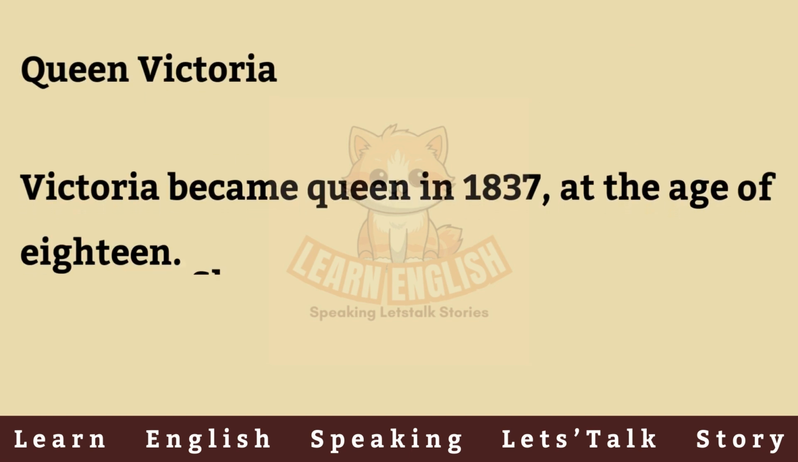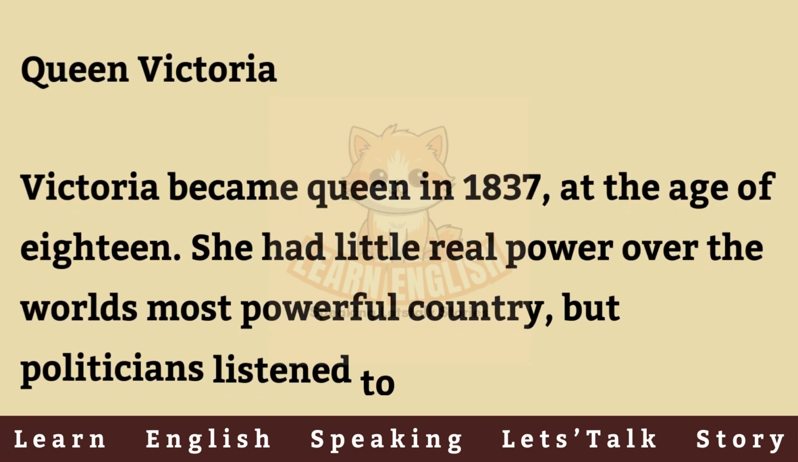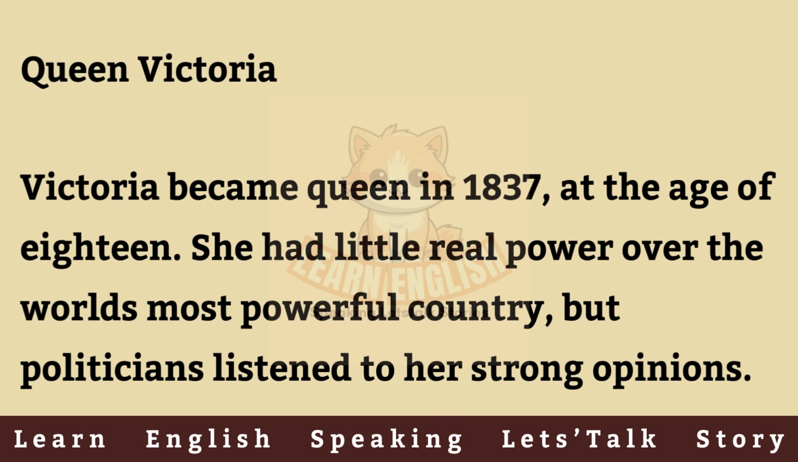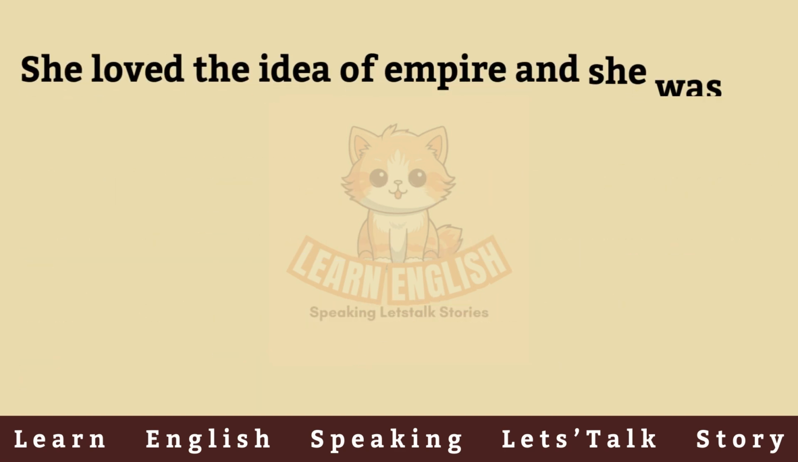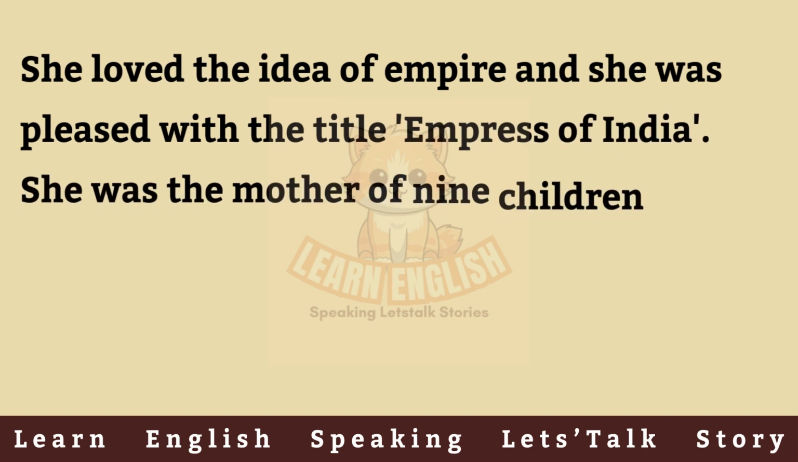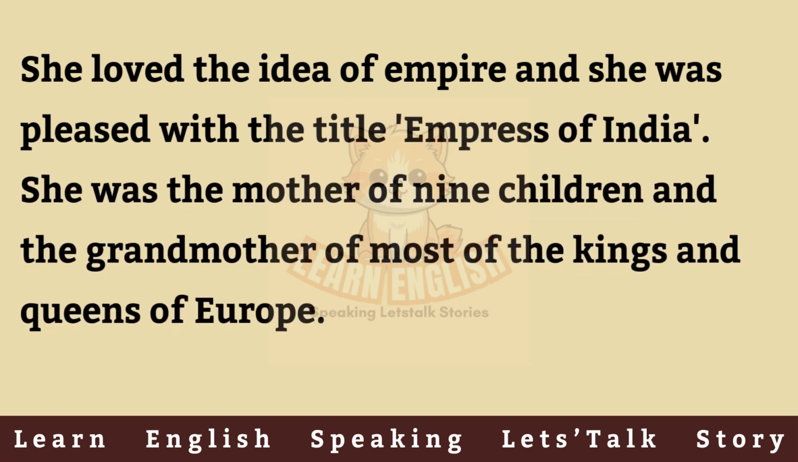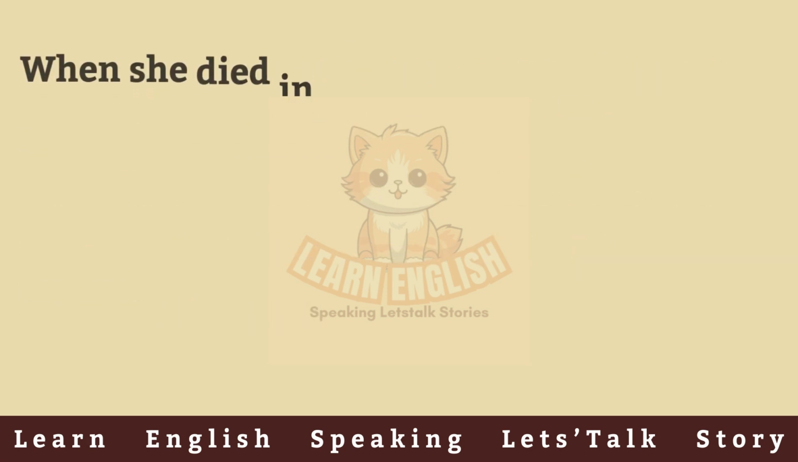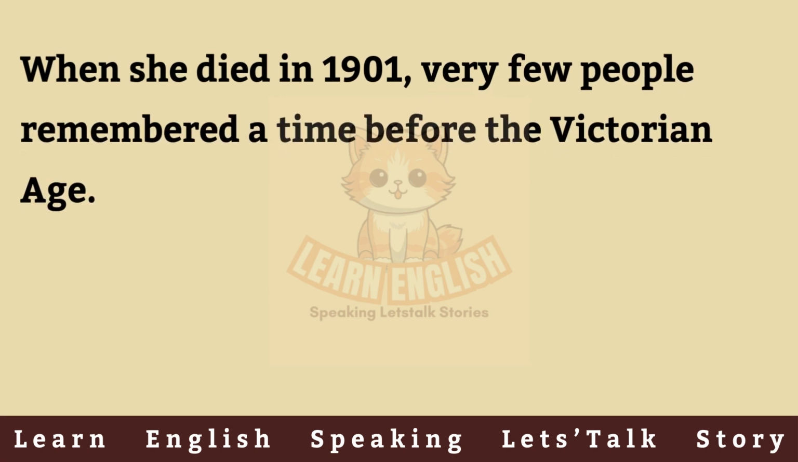Queen Victoria. Victoria became queen in 1837 at the age of 18. She had little real power over the world's most powerful country, but politicians listened to her strong opinions. She loved the idea of empire, and she was pleased with the title Empress of India. She was the mother of 9 children and the grandmother of most of the kings and queens of Europe. When she died in 1901, very few people remembered a time before the Victorian age.